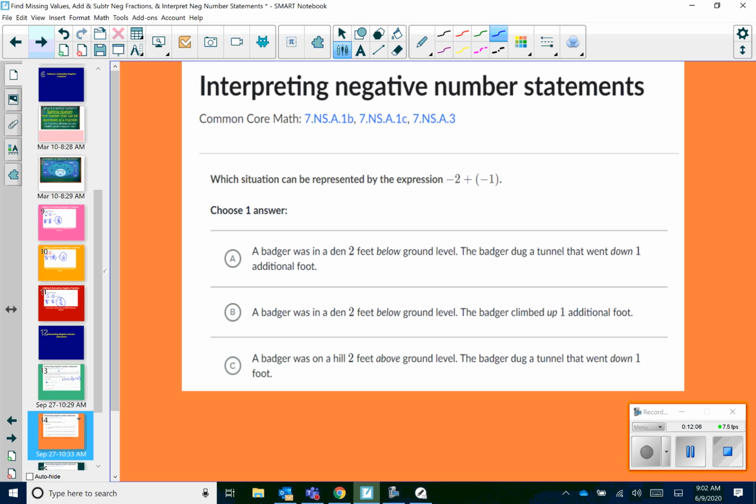Okay, which situation can be represented by the expression negative 2 plus negative 1? So negative 2 means that we're obviously starting below ground. So I can take a look at A, B, and C, and I see that answer choice C says the badger is starting 2 feet above ground. So right away I can eliminate that. So we're starting 2 feet below ground. If I'm adding another negative to it, are we digging further down or are we digging back upwards? Obviously it's a negative. It means you're digging further down. So the correct answer would be answer choice A.